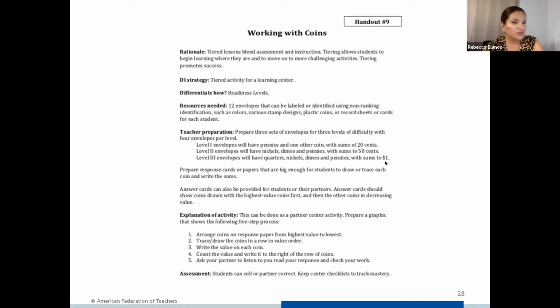What do you all think this would be? So they told us this is differentiating, already we know by readiness levels, right? But what is it that they're differentiating?